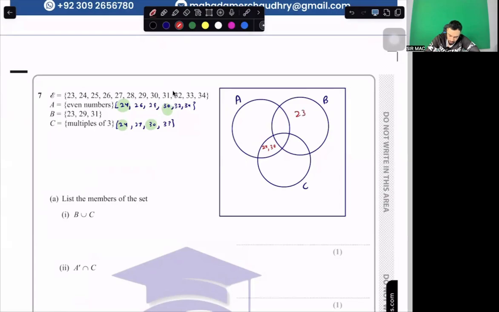B has 23, 29, 31, and C has 27 and 33 remaining, whereas A has 24 done, 26, 28, 32, 34 remaining. And 23 done, 24 done, 25 is outside, 26 done, 27 done, 28 done, 29 done, 30 done, 31 done, 32 even, 33 done, and 34 done. That's pretty much it.